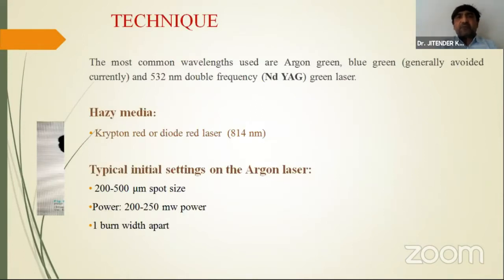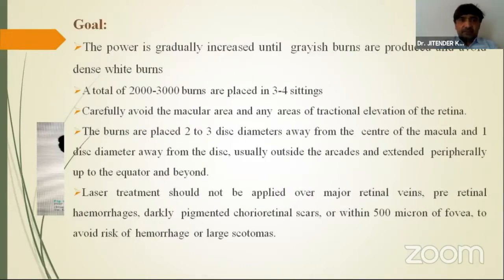The most common wavelengths are argon green, blue green, and 532. In hazy media, krypton red or diode red laser may be used. The settings are a spot size of 200 to 500 micrometers, a duration of 0.1 seconds, and burns one burn width apart. Basically, the power is gradually increased. A total of more than 2,000 burns are required over 3 sittings.